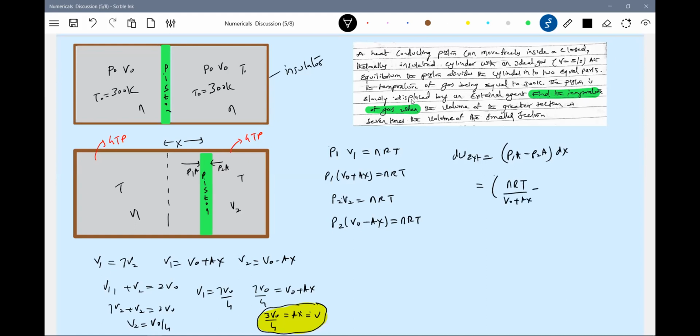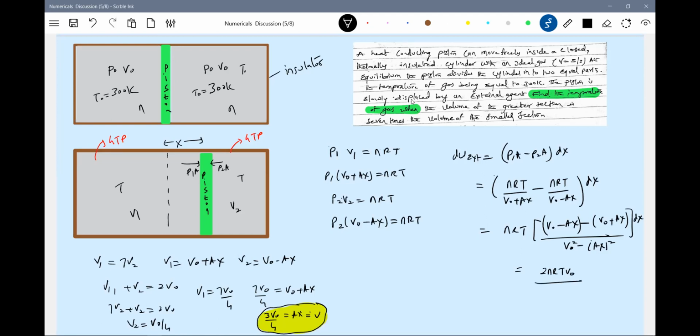nRT over V naught plus AX, minus nRT over V naught minus AX, again this will be dx. nRT I'll take outside, V naught minus AX minus V naught plus AX, all divided by V naught square minus AX whole square. Minus AX minus AX, so this will become 2 nRT AX... V naught by V naught square minus AX square into dx.